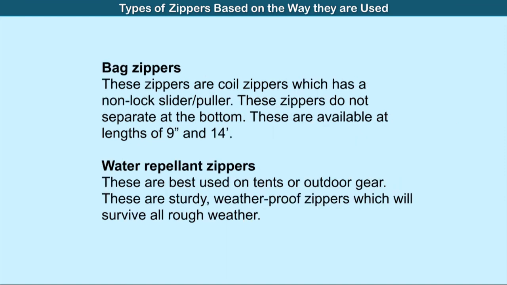Next is back zippers. These zippers are coil zippers which have a non-lock slider or puller. These zippers do not separate at the bottom. These are available at lengths of 9 inches and 14 inches.